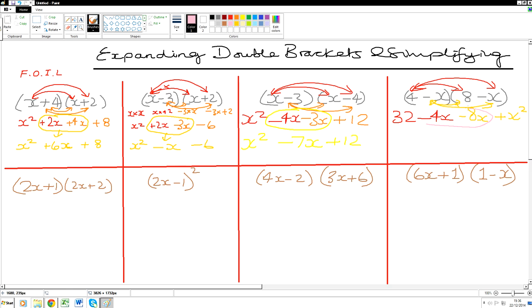Now we need to simplify like terms. The like terms are the x terms here in the middle. So minus 4x and minus 8x will give us minus 12x. Well done. And the 32 gets copied down, and the plus x squared gets copied down because there's nothing more to simplify. You can change the order around and write, for example, x squared minus 12x plus 32, but we'll leave it there for the moment.